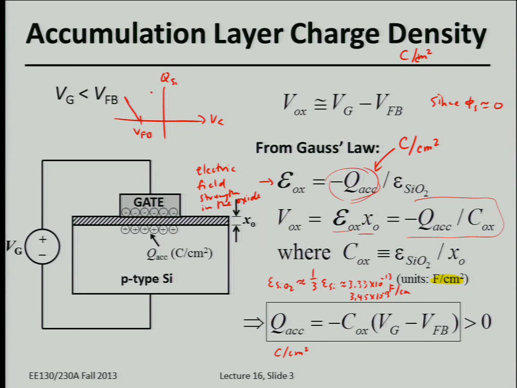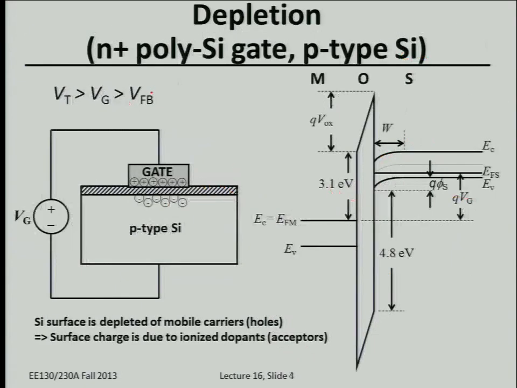The slope is going to be equal to the areal capacitance. Okay, so if you apply a negative voltage that's more negative than the flat band voltage, then you're just going to increase the charge density in the gate and in the silicon. Most of the voltage, as you increase the gate voltage, you're just increasing the voltage dropped across the oxide. Okay, now the situation is a little bit different in depletion.